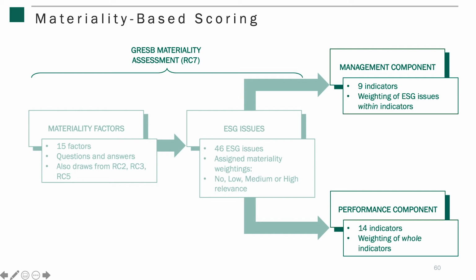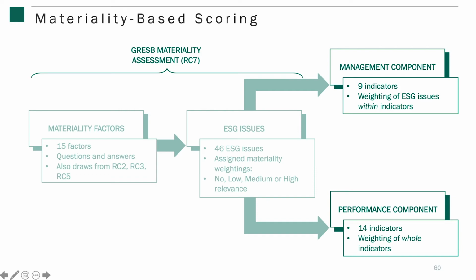Materiality-based scoring affects both components. In the management component, it affects the weighting of ESG issues within indicators. For example, points are awarded for having an environmental policy that covers those issues that are material to the entity. In the performance component, materiality-based scoring affects the weighting of the indicators themselves.